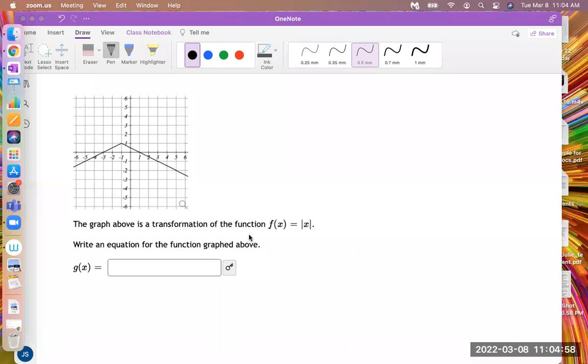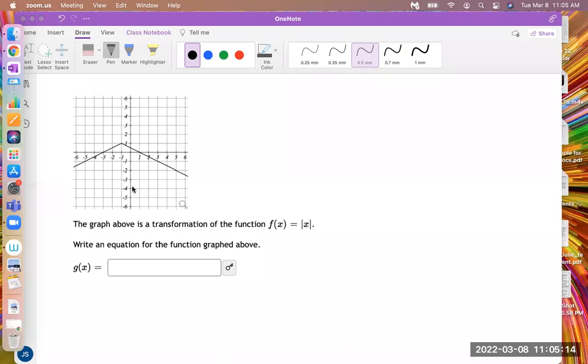I'm doing this video to help you write the equation using transformations. Write the equation of a function using transformations. Okay, let's share. So this is the function given. And they say the graph above is a transformation of the function f of x equals absolute value of x. Write an equation for the function graphed above.